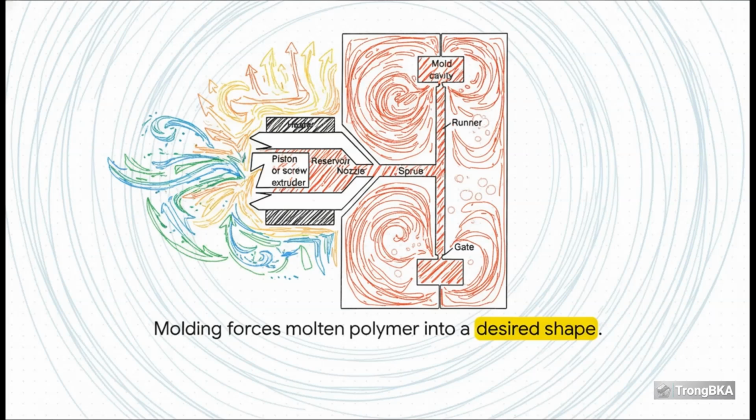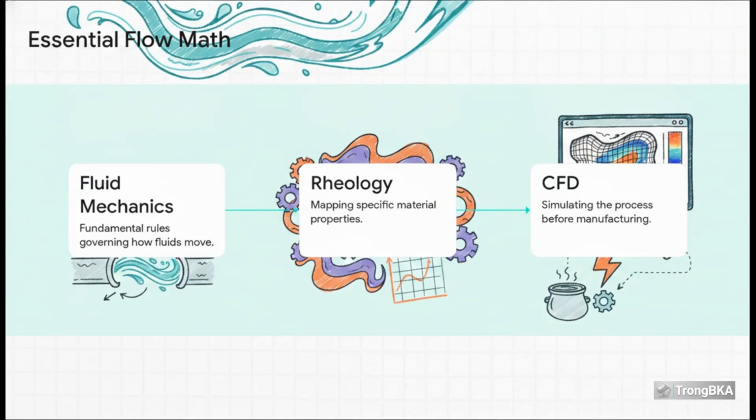No pressure, right? To actually master this chaotic journey from melt to mold, we really need 3 essential ingredients. First up is fluid mechanics. These are the fundamental rules governing how fluids move. Second is rheology. This lets us map the specific and honestly sometimes bizarre material properties of the plastics we're dealing with. And third, computational fluid dynamics, or CFD. CFD is where the magic happens. We take those rules and properties, throw them into a computer simulation, and actually design and optimize our manufacturing process before a single drop of plastic is ever melted.